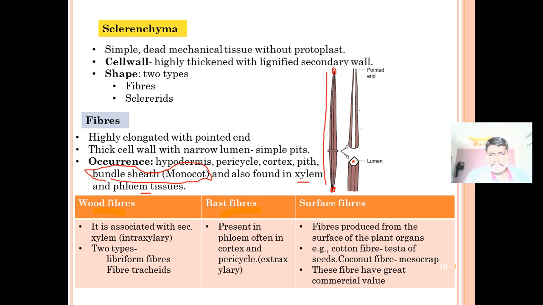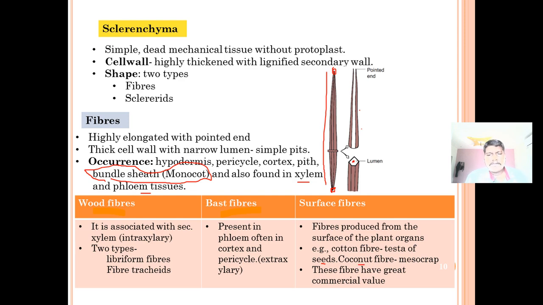Then some fibers are present on the surface of plant organs, so we call it surface fiber. A very good example of surface fiber is cotton fiber. Especially if you take a seed, the testa of the seed starts producing fibers, that we call surface fiber. Another one is coconut.